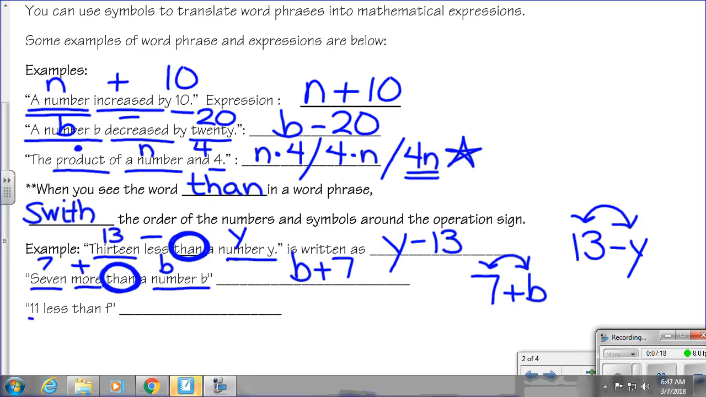And the last one, 11 less than, means I'm going to be switching, f. So it is not going to be the 11 first. The 11 is actually going to come behind the subtraction sign, and it becomes f minus 11. You only switch the order when you read the word than.